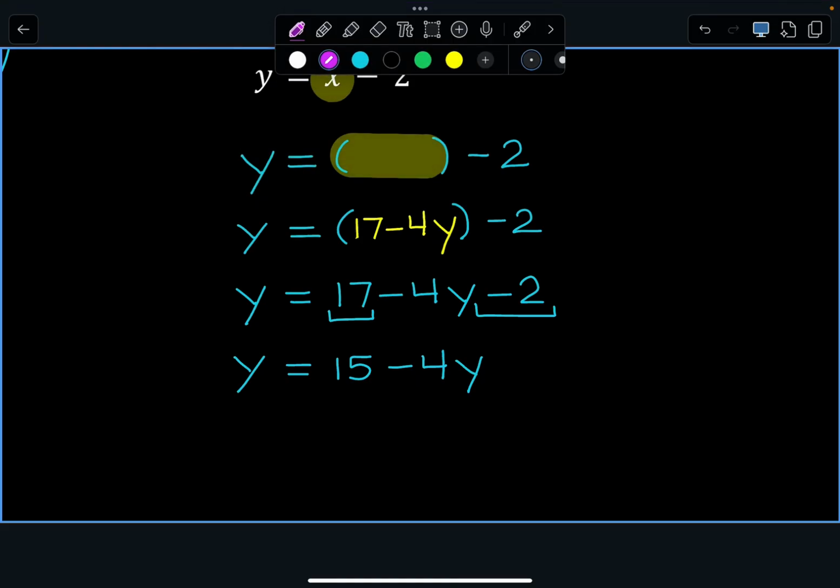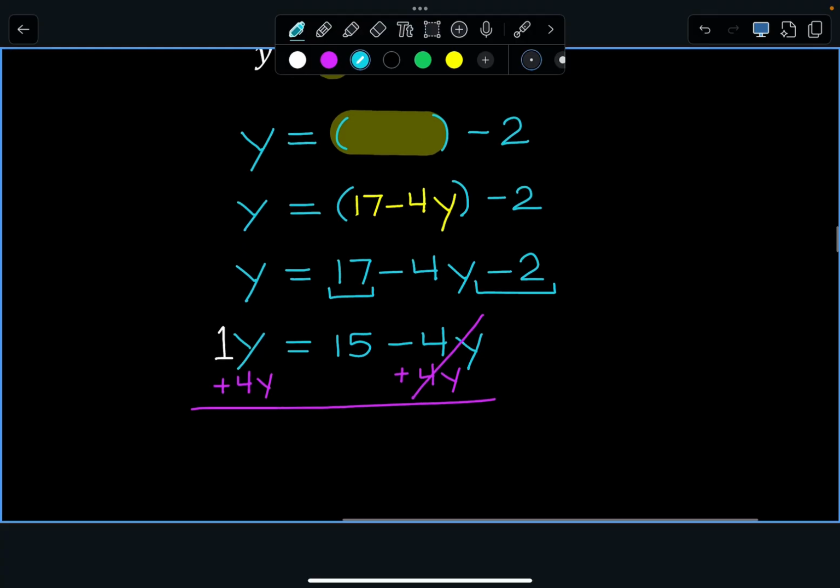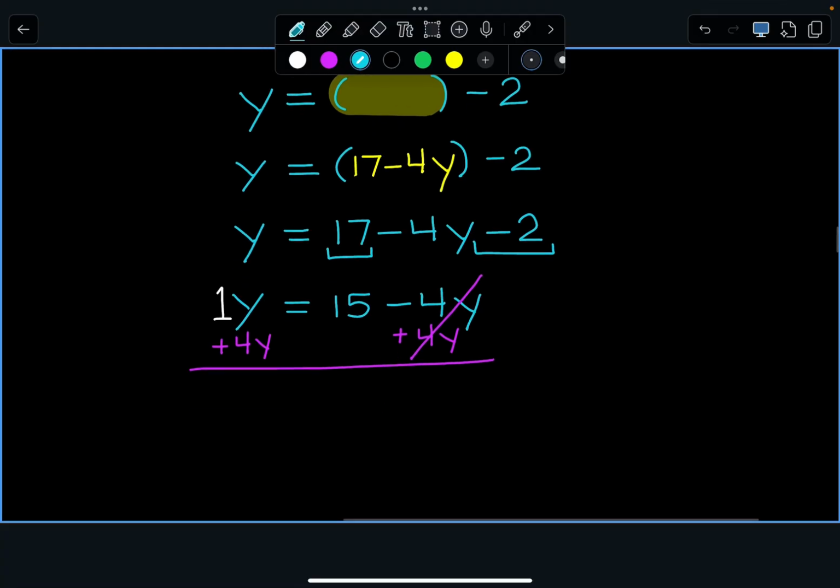You'll notice we have a y on the left-hand side and the right-hand side, so let's get them on the same side. Let's add 4y to get the y's on the same side. Remember, when nothing's written in front of that y, it's like a 1y. This becomes 5y equals 15.